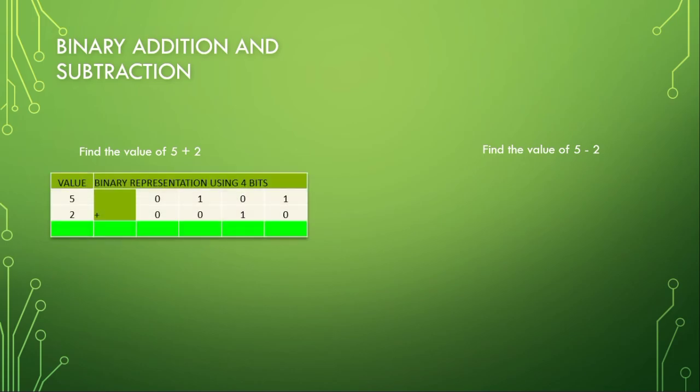So let's just say we have the value of 5 plus 2, right? If you know how to write your binary numbers, you know how to represent 5 in binary, and you also know how to represent 2 in binary, right? Good. So now our 5 representation in binary using 4 bits is 0, 1, 0, 1, and we have 2, which is 0, 0, 1, 0. So for you to add these values, we get 1 plus 0 is 1, 0 plus 1 is 1, 1 plus 0 is 1, and 0 plus 0 is equal to 0, right?